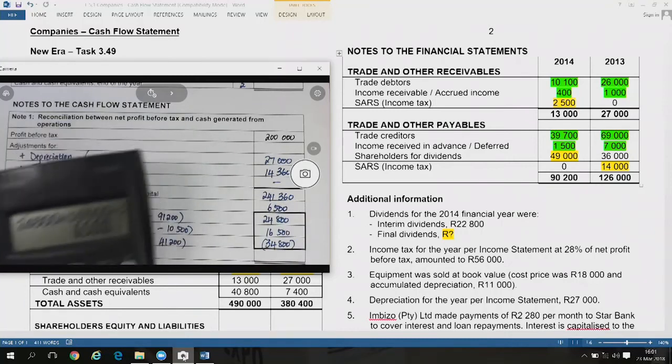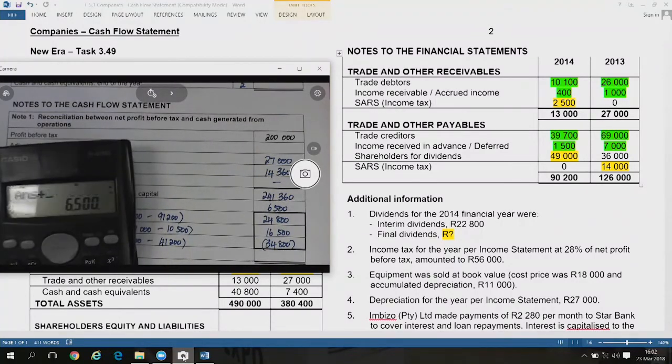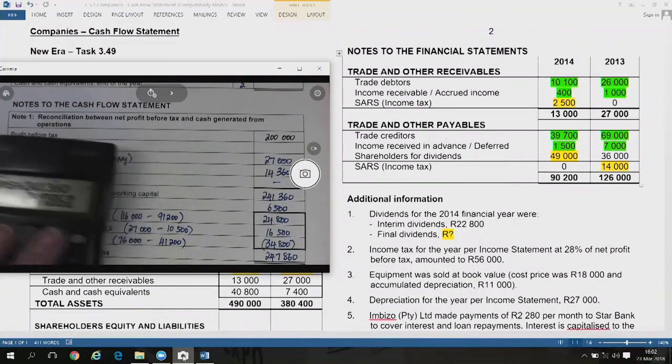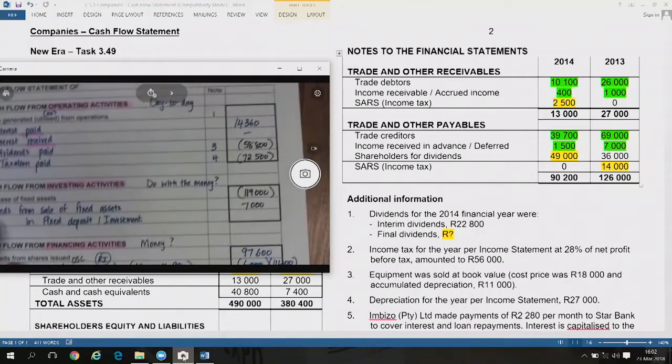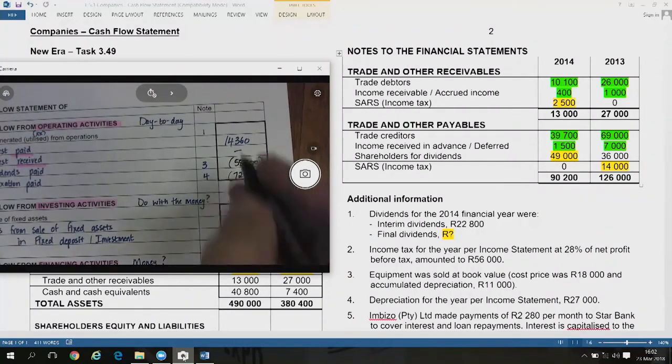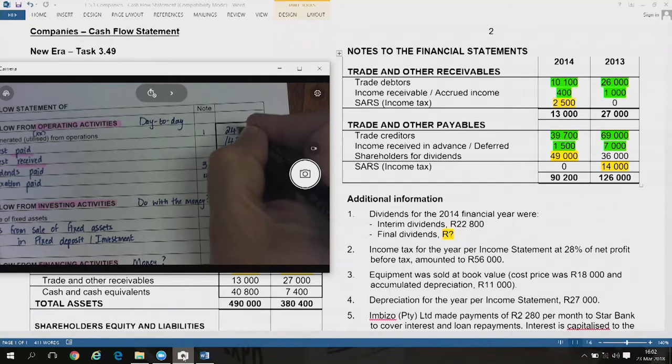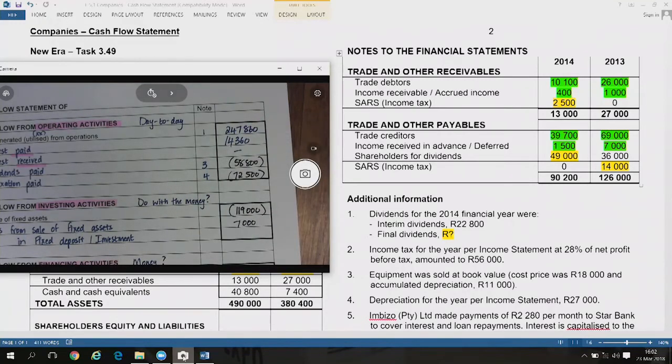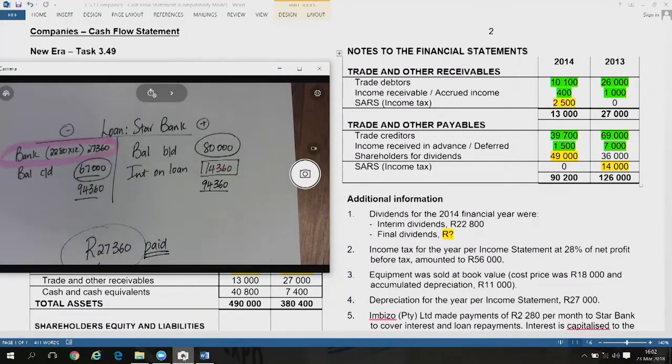Changes in working capital plus 241,360, and that gives us 247,860, and that goes to the top of your cash flow statement, 247,860. The only thing that I didn't do yet is note number 2.